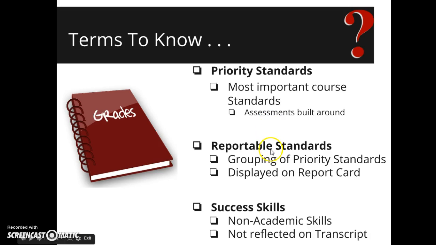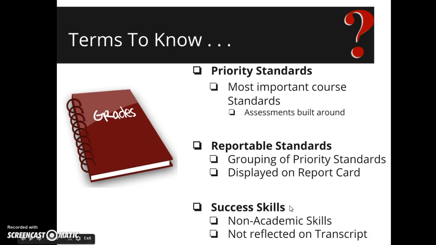The grouping of standards into clusters is known as reportable standards. Reportable standards are smaller in number than priority standards, and that is what you'll actually see and what is communicated and reported on a student's report card. And we'll show you what those look like in a little bit.